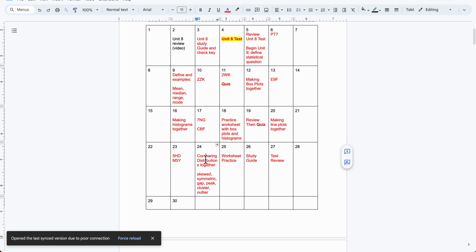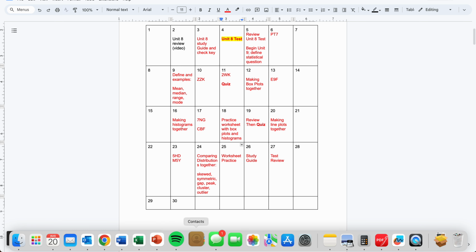Comparing distributions is the stuff we just talked about. So we've already talked about those words: skewed, symmetric, gap, peak, all that. He can use line plots for that. He can also use line plots, and histograms are going to be the most useful, although you can use box plots. I'll have some worksheet practice for him the 25th. And then he'll be into study guide and test review.